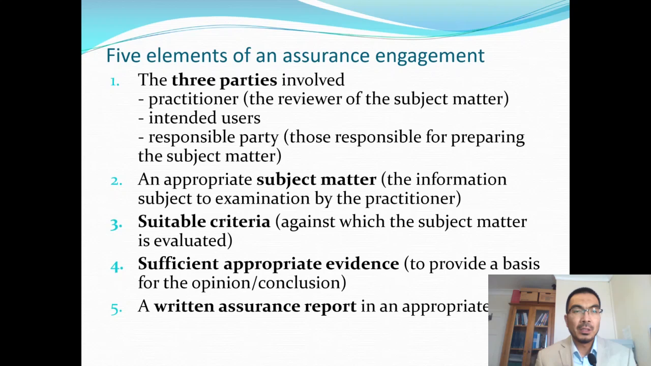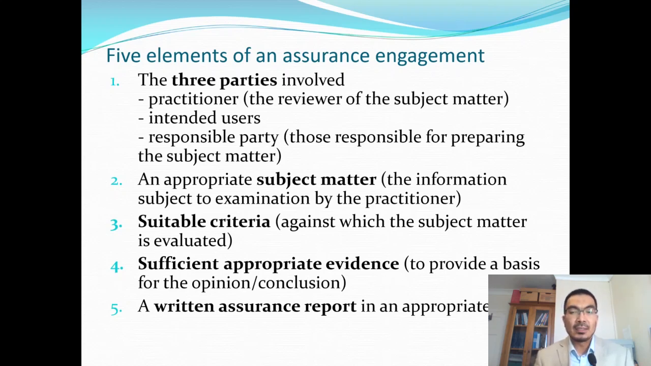What do we mean? I already mentioned that. Practitioner means the reviewer of the subject matter, the auditor. Intended users are the shareholders. The responsible party is responsible for preparing the financial statements: the directors.